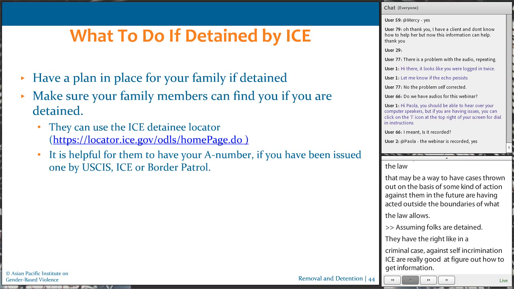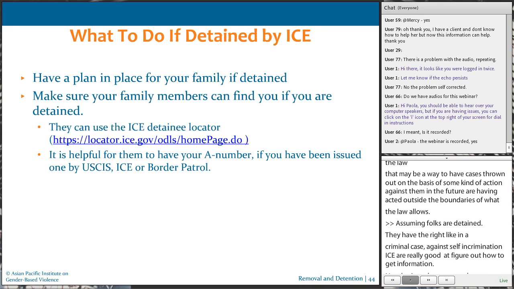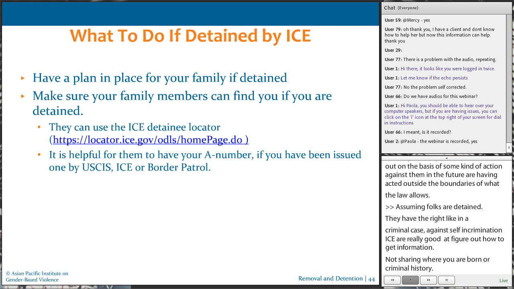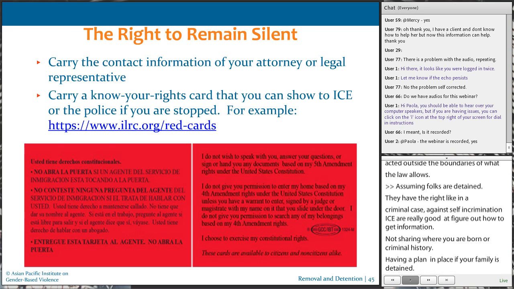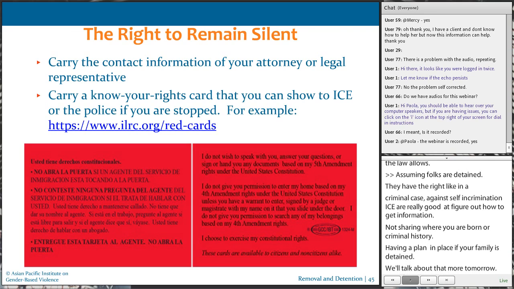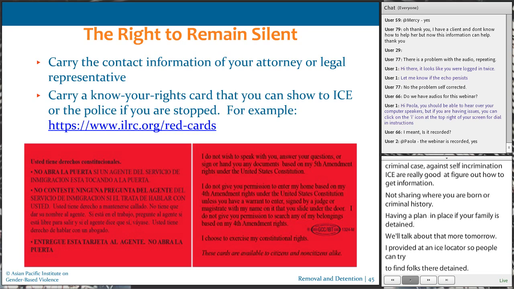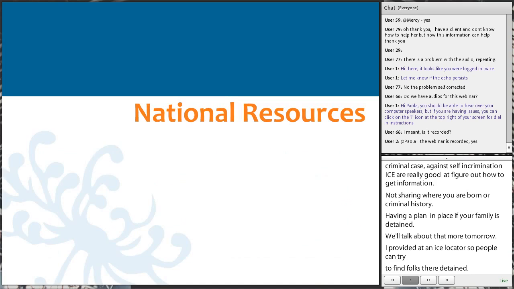Have a plan in place for if your family is detained, and we're going to talk about that more in our presentation tomorrow. I've also provided an ICE locator website so that folks can try to find people if they are detained. Go to the ILRC's website. Folks have been effective in just showing this to an ICE officer, and your agency might have something similar, so that instead of answering any questions, they just give this to the officer and say, I'm not answering any questions, you have to speak to my attorney. Make sure folks have their attorney's or some other contact information, or just say, I'm not going to talk to you until I talk to an attorney.